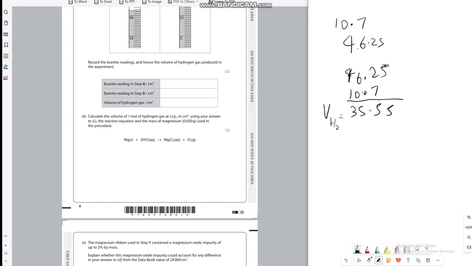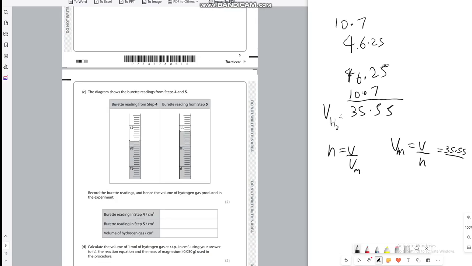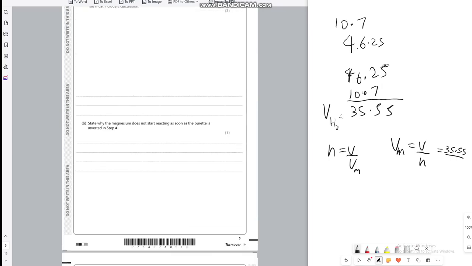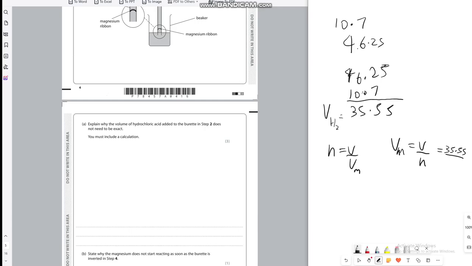VH2 is this. So we know the equation n equals V over Vm. They are asking to find the volume of 1 mole. That means they are asking what is Vm. So Vm is equal to V over n. They are asking for the answer in cm³. So the volume is 35.55 cm³. The number of moles is 0.03. Yeah, we found the number of moles of magnesium before, I guess.